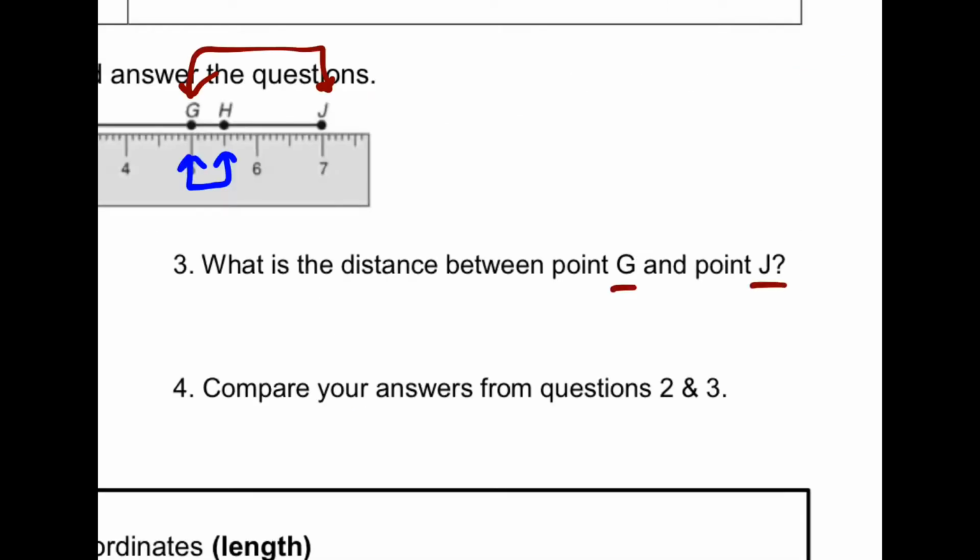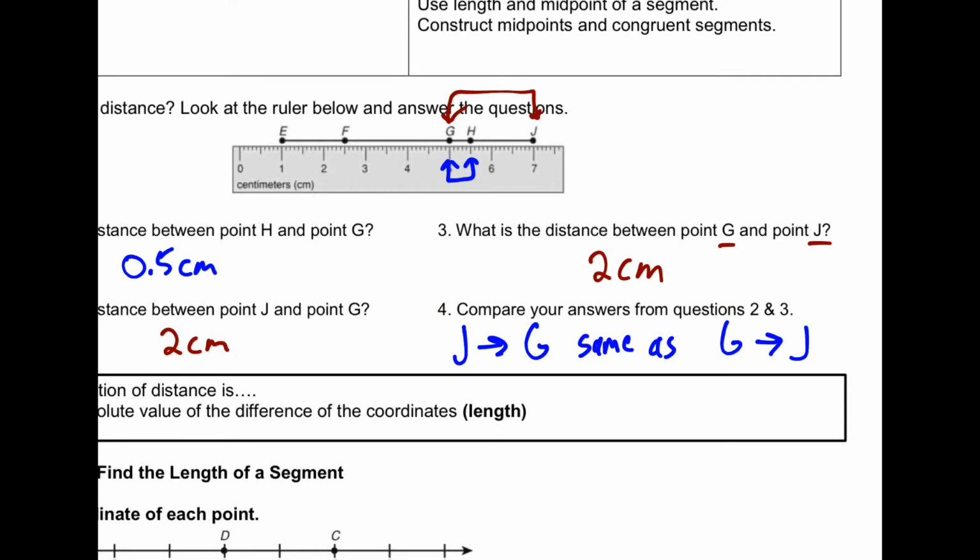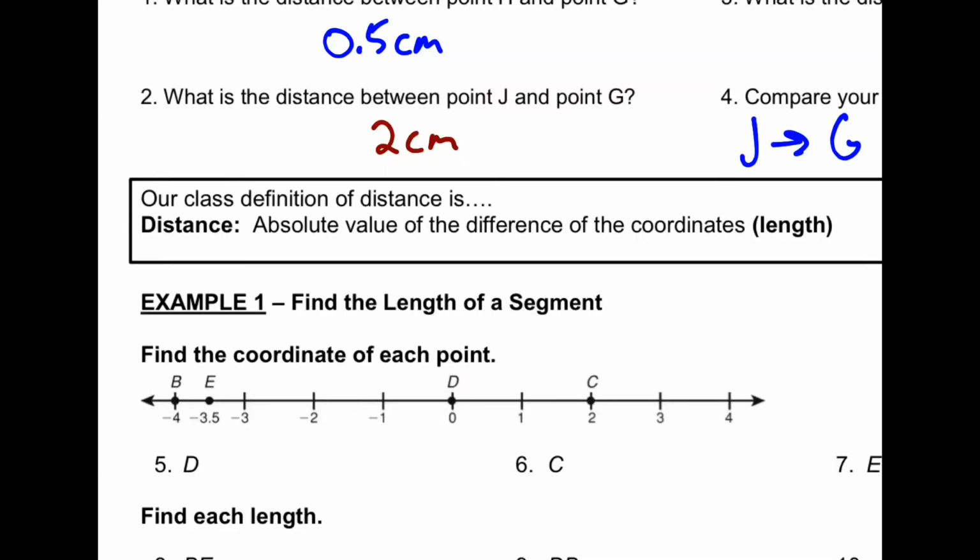Between G and J is the exact same segment, just the endpoints are reversed in order, so that one's also going to be 2 centimeters. If we compare those two answers, we discover that the distance from J to G is the same as from G to J. To form a class definition of distance, we're going to go back to some Algebra 1 skills. We're going to take the absolute value of the difference of the coordinates.